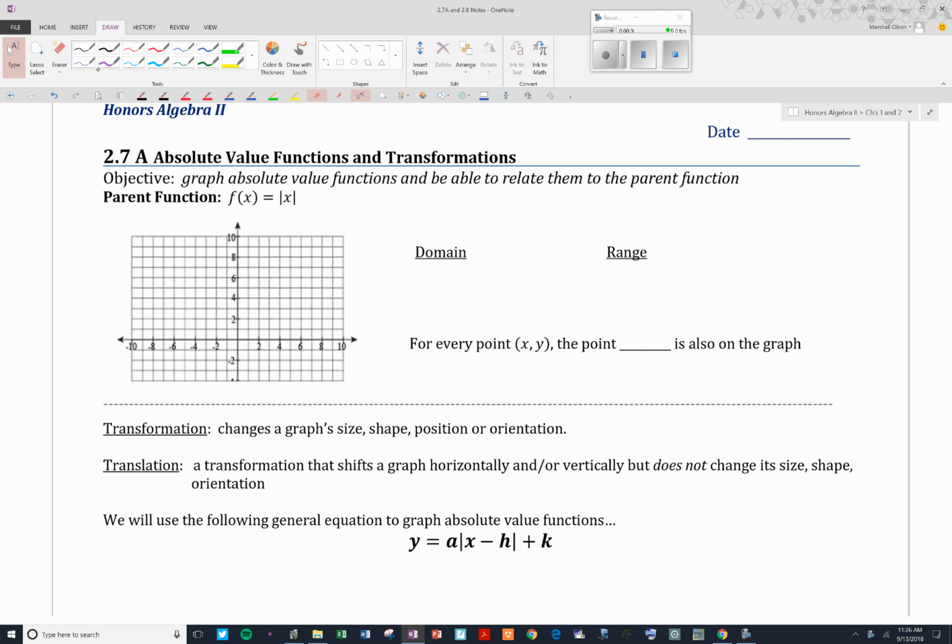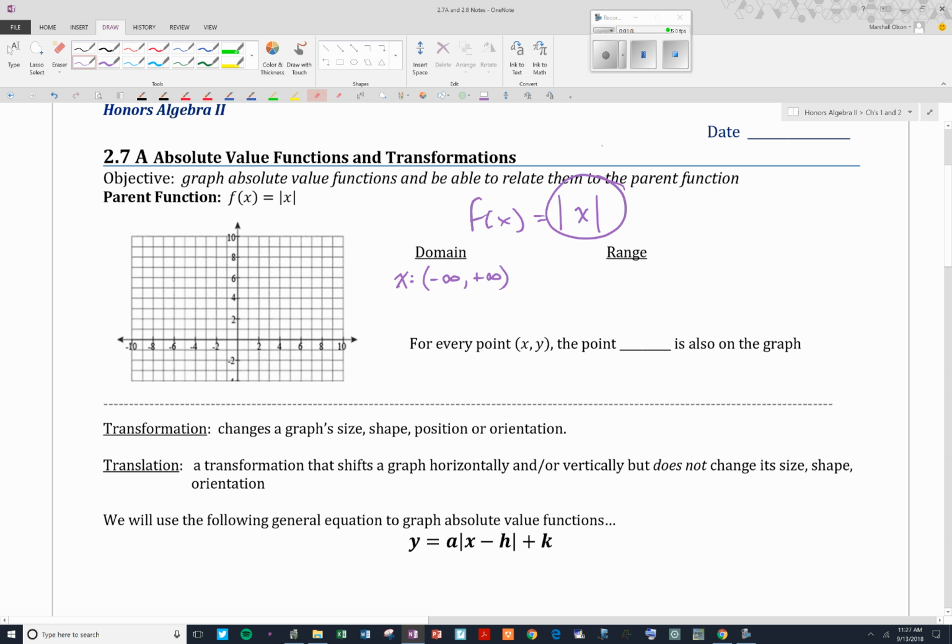Absolute value functions, f of x equals the absolute value of x. Absolute value will make the x value that you put inside positive because it is giving you the distance from 0. So all of our output values are going to be positive. Our input values are our x values, our domain values. You can put anything into this function: negatives, 0, positives. So our domain is all real numbers.